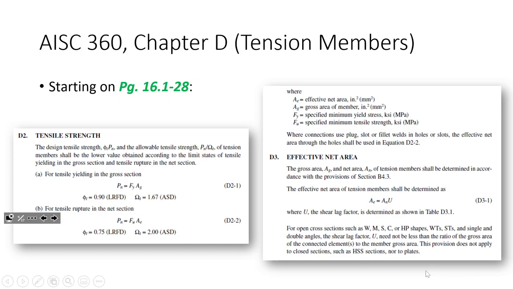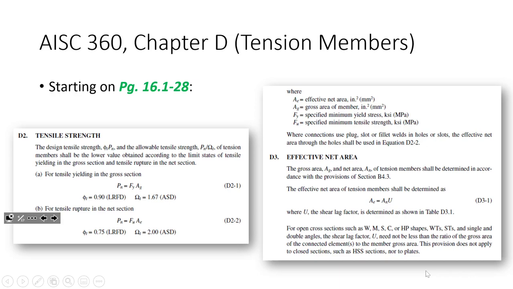Simple formula. Now, what does it say for tensile rupture in the next section? I call that fracture, fracture, rupture, essentially the same thing. We have the nominal capacity is Fu times Ae. Well, we can talk about Ae yet. But it's essentially the same format. We take a limiting stress times an area. But what's the deal with Ae? What does it say on the next page? It says that the effective net area is equal to the net area times this term U.